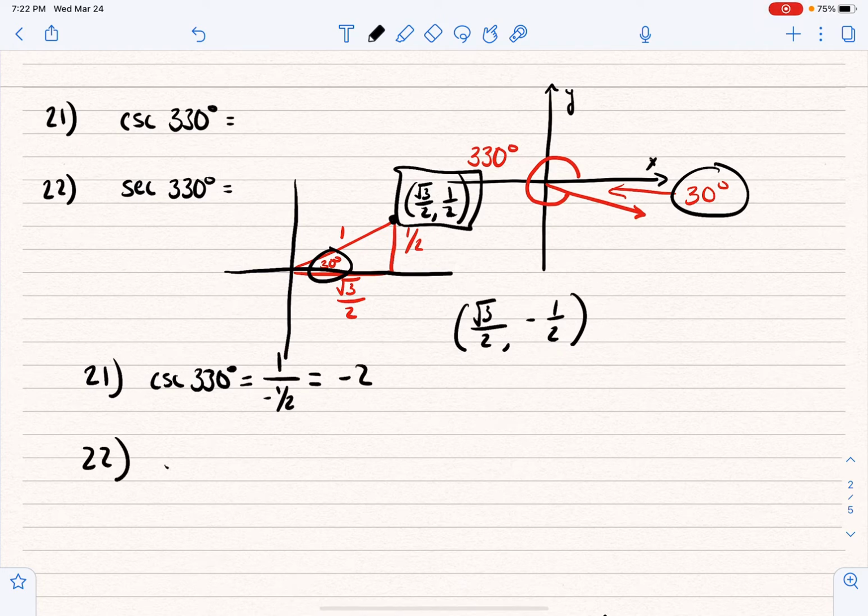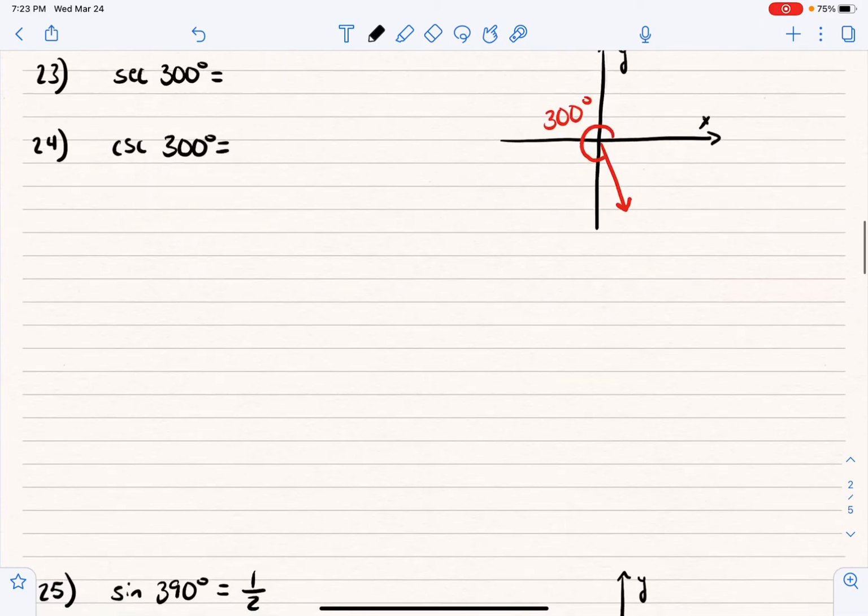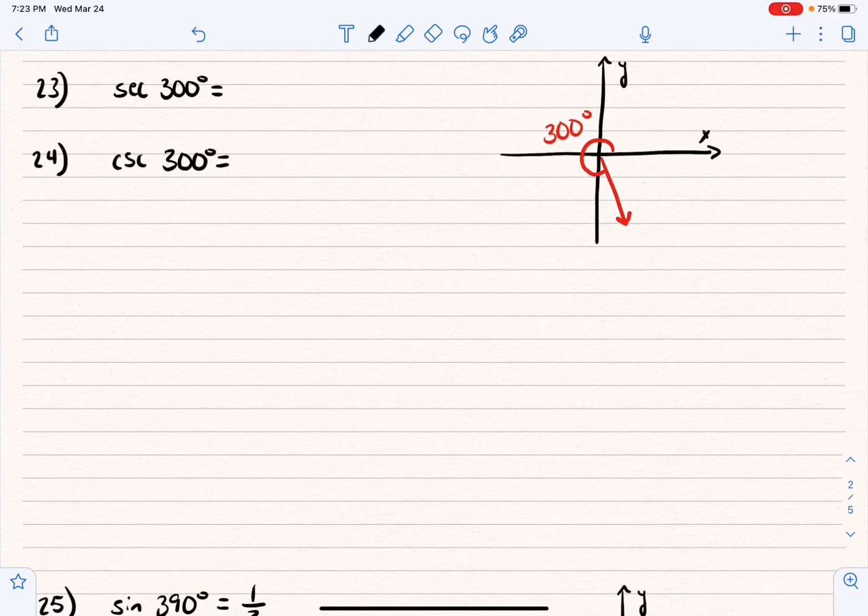With number 22, secant of 330, that one's going to be r over x. So you say 1 over square root of 3 over 2, and then you flip that fraction and you get 2 over square root of 3. And that's real simple, okay? I'm using here's my r value, here is my x value, here is my y value. As I do these, I'm going to try to move a little bit quicker each time.